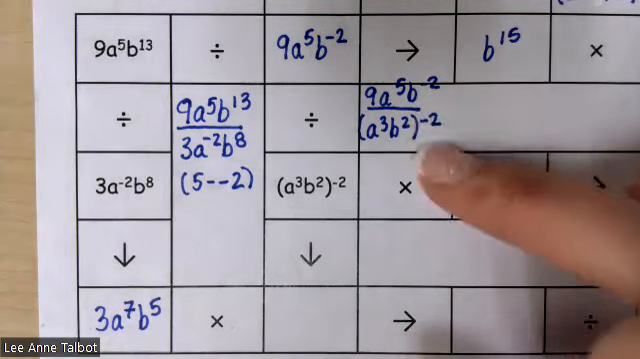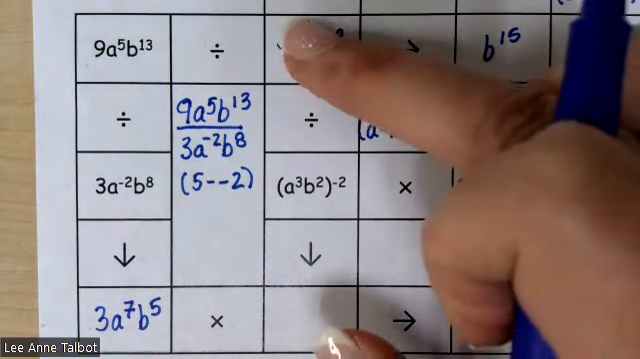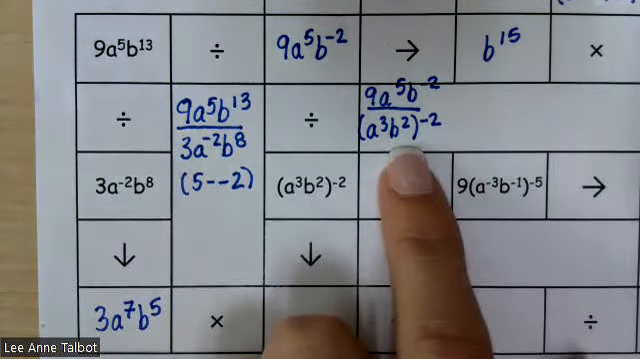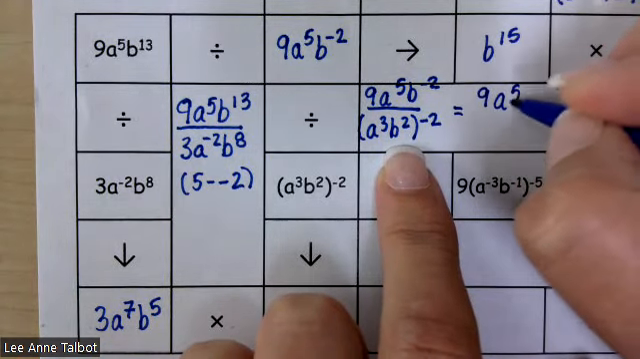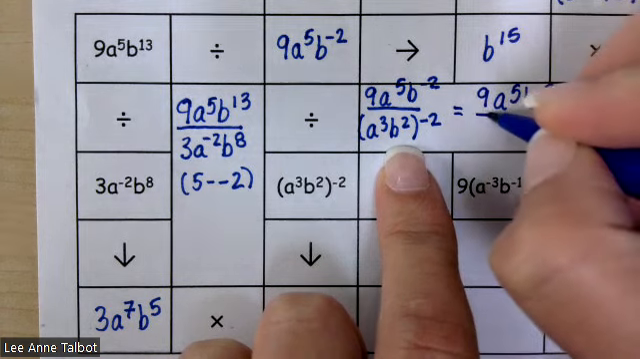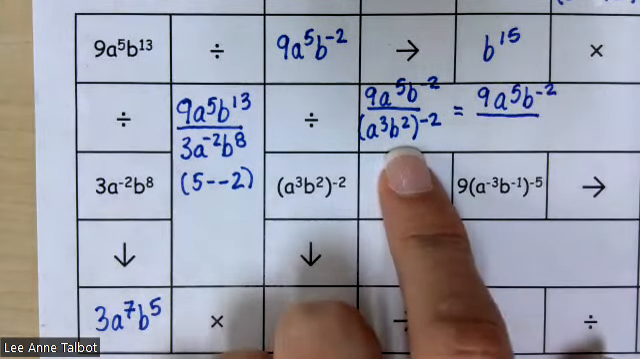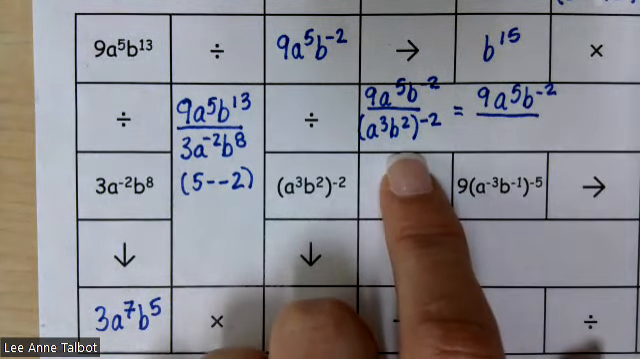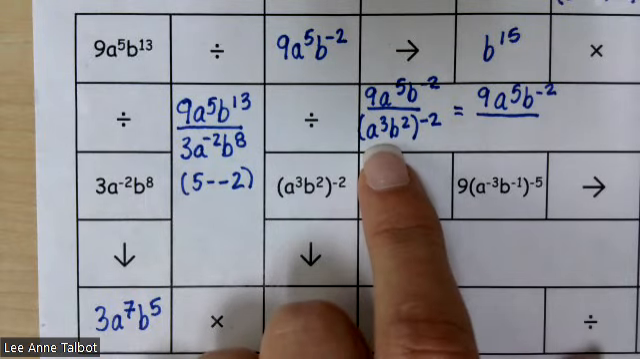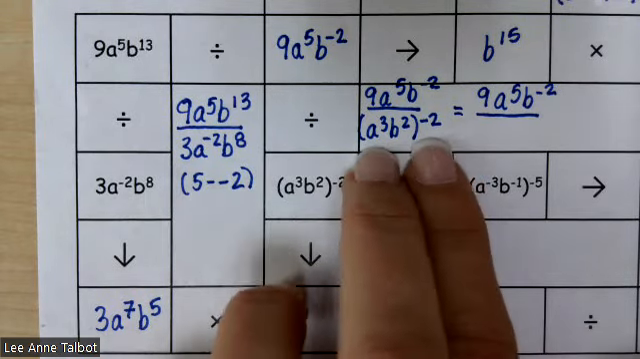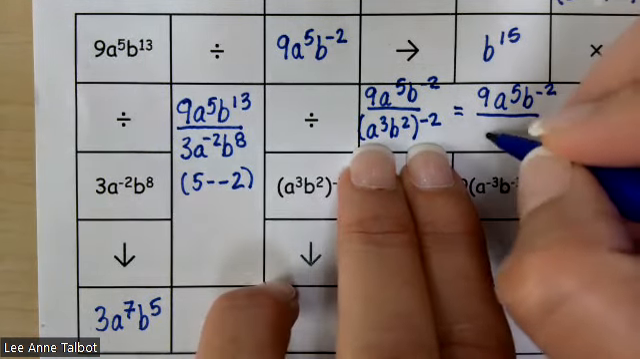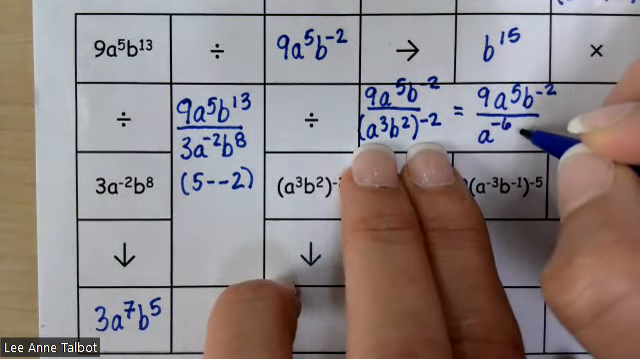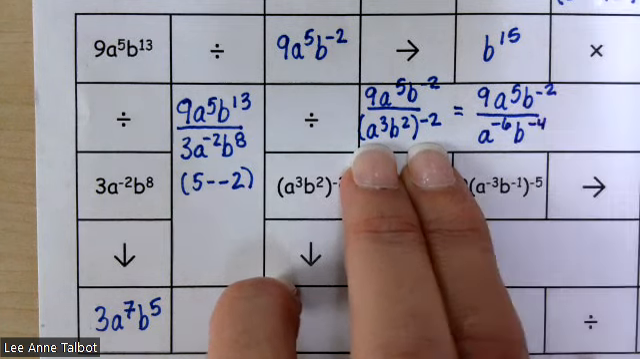Do we understand where the problem came from? This divided by this. Okay. So the first thing we need to do is clean up the parentheses. 9a to the 5th, b to the negative 2. Okay. Now, when you have parentheses, you multiply the exponents. So this becomes a to the negative 6, b to the negative 4.